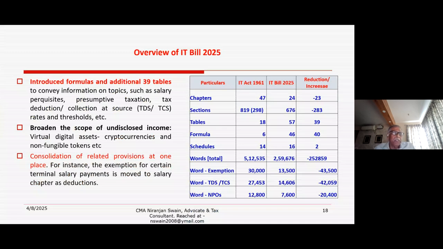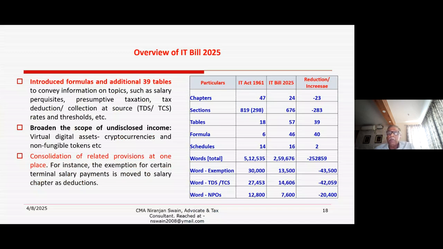Suppose I'm talking about TDS. You will find the TDS provisions starting from 192, and TCS up to 206. You will find a number of subsections there, and the same things are repeated: non-deduction of tax, rate of tax. Now they made it a very clear table. They made 3 tables. Presumptive tax also they made a table. So instead of individual sections, they made tables. Earlier it was 18 tables, now it is 57 tables. So there is an increase in the tables.